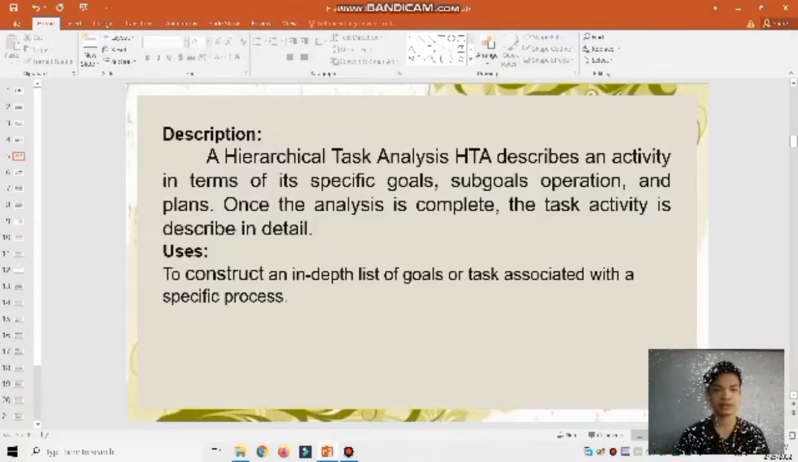Description: A hierarchical task analysis, or HTA, describes an activity in terms of its specific goals, sub-goals, operations, and plans. Once the analysis is complete, the task activity is described in detail. Uses: to construct an in-depth list of goals or tasks associated with a specific process.